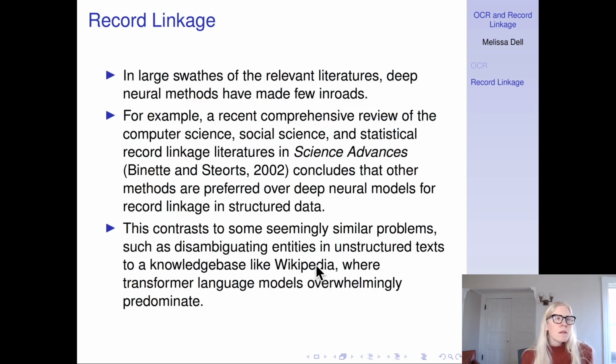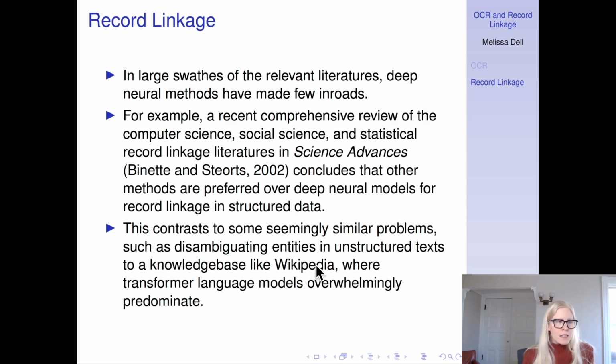And in the vast majority of the relevant literatures, deep neural methods have not made inroads. There is a recent comprehensive review of the computer science, social science, and statistical record linkage literatures in Science Advances. It's called, in parentheses, almost, and then all of entity resolution. Entity resolution is just another name for record linkage. And they conclude that other methods are preferred over deep neural methods for record linkage and structured data.